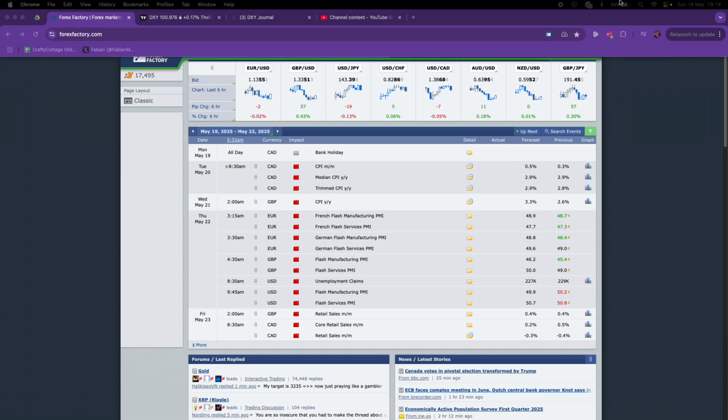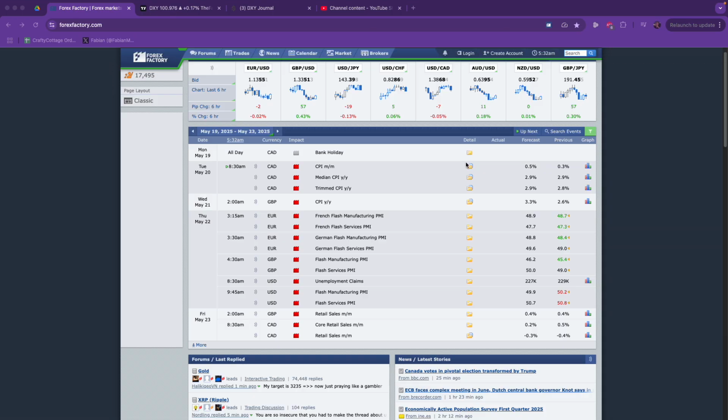Today is Sunday the 18th of May, and right now it's 7 p.m. So the market opens in around 5 hours. If we look at the economic calendar for next week, we can see that Monday, nothing important, just a bank holiday of CAD. Tuesday, CAD CPI. Sometimes it can affect the US dollar significantly, so I'll be careful trading around these times.